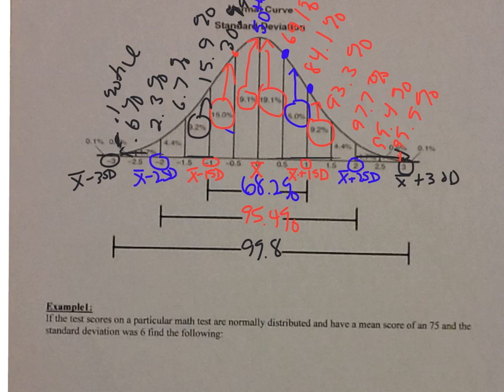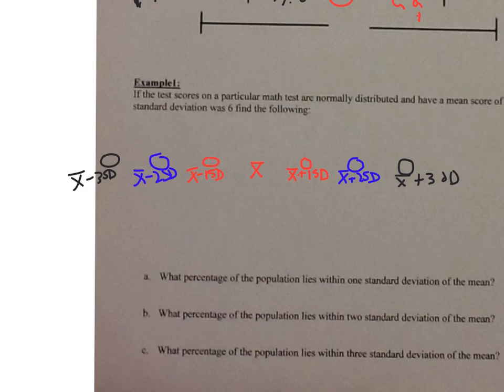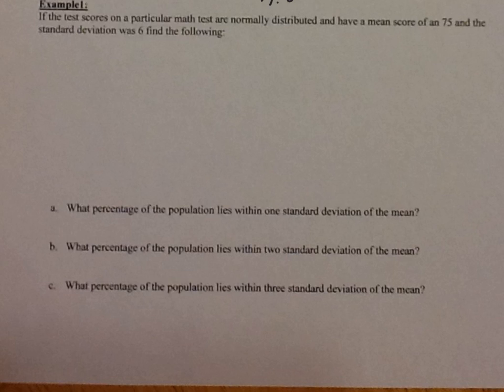Okay, so let's look at an example. All right, so I'm going to move everything up. The first example says, if the test scores on a particular math test are normally distributed and have a mean score of 75 and the standard deviation was 6, find the following. I'm going to look for these down here. The first thing I do is write the mean is equal to 75 and the standard deviation is equal to 6, and a half a standard deviation is equal to 3.